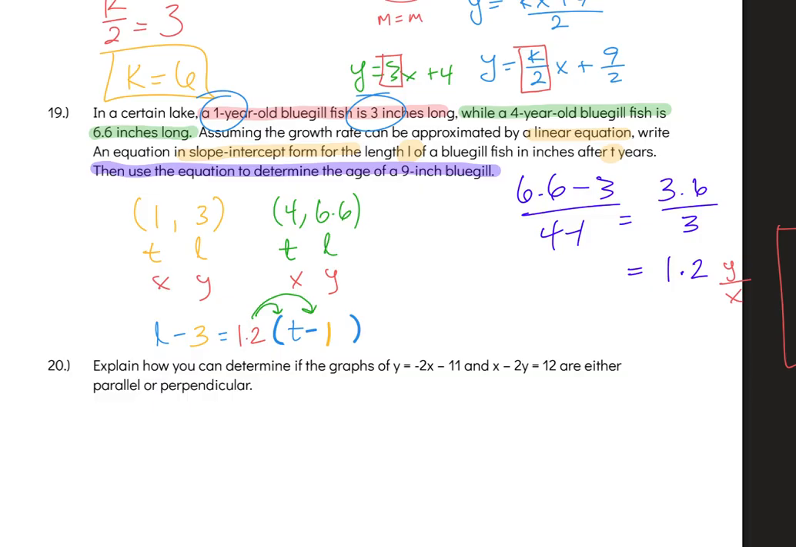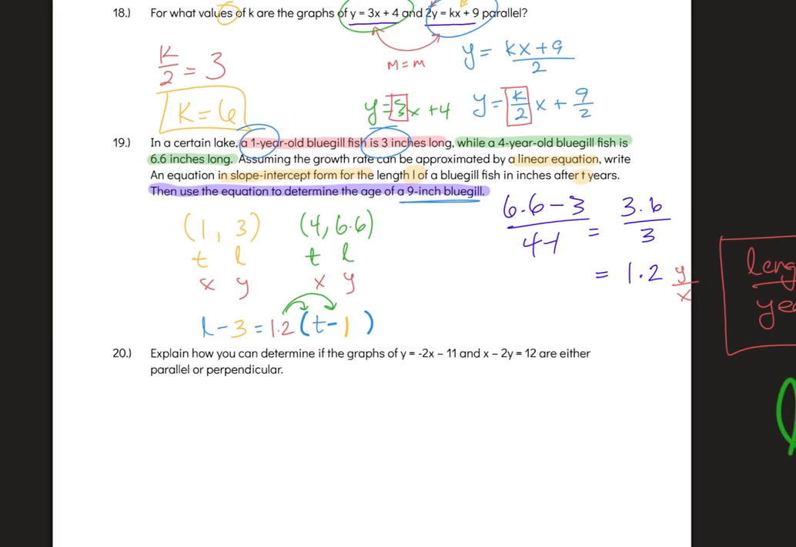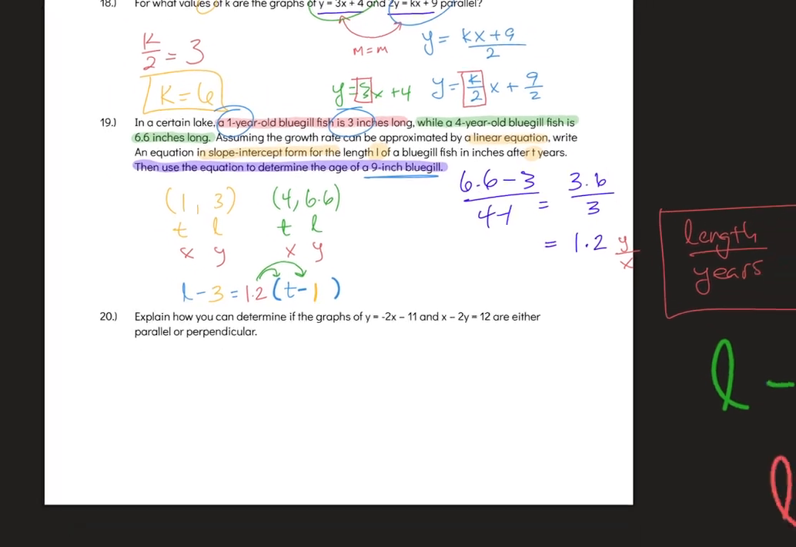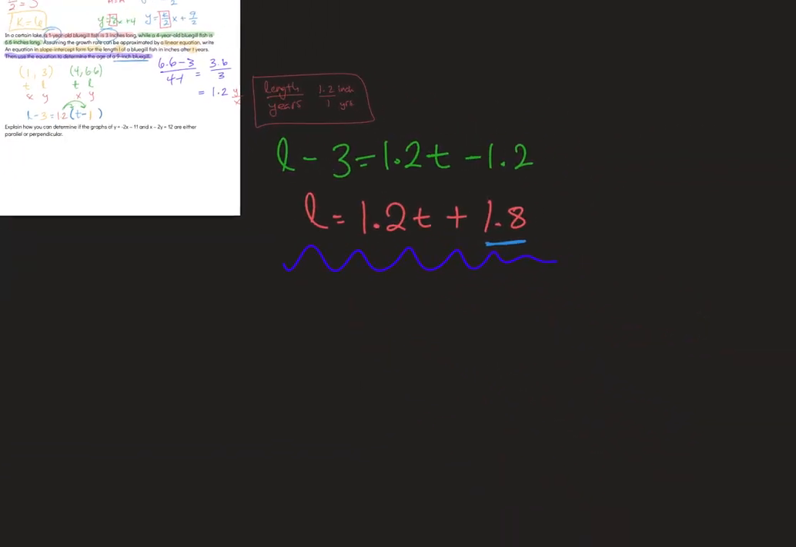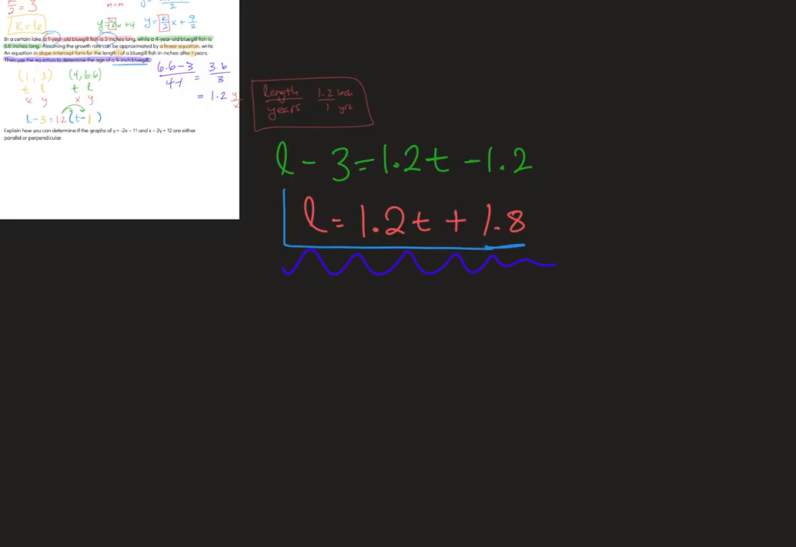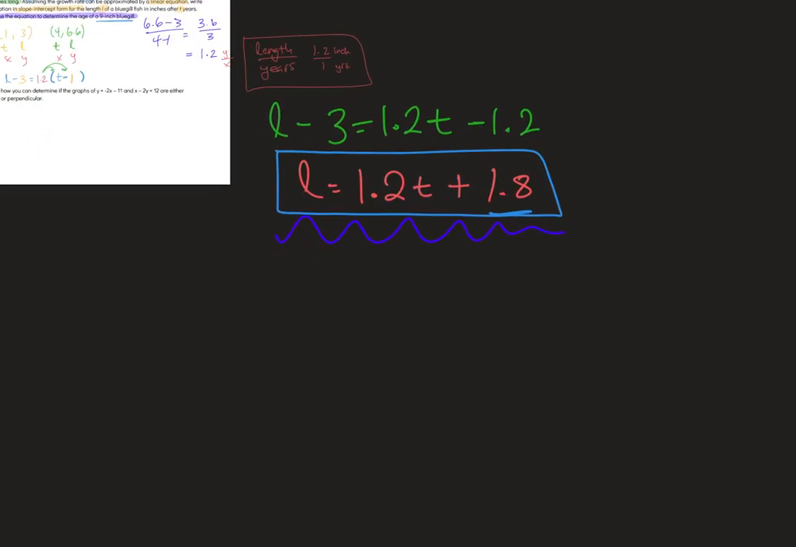Last thing we need to do is determine the age of a 9-inch fish. So first thing is we can go ahead and circle this. We have done that, that's part 1. And then now we want a 9-inch fish. Well, we're going to put that in for length.